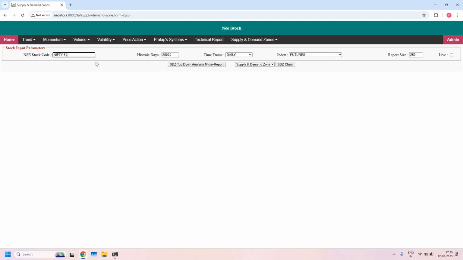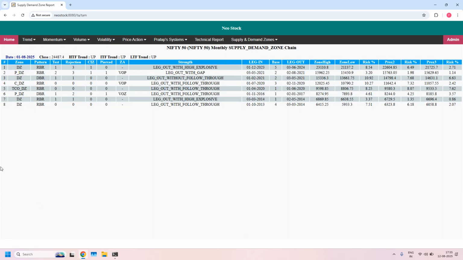Starting with NIFTY, generating monthly supply demand zone chain for NIFTY. In any supply demand zone chain report, always look into the zone column to find the high liquidity zones. Look into the pierced column to find the pierced zone. Always look into the LTF trend to find the trend of the current time frame you have selected. We already learned one time frame higher is up ITF and one more time frame higher is HTF.